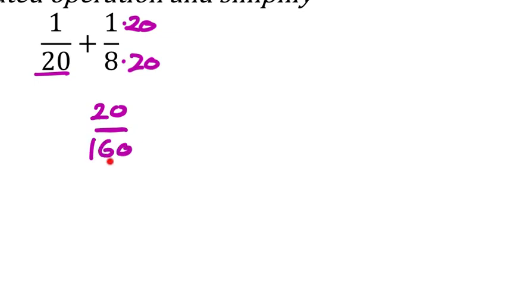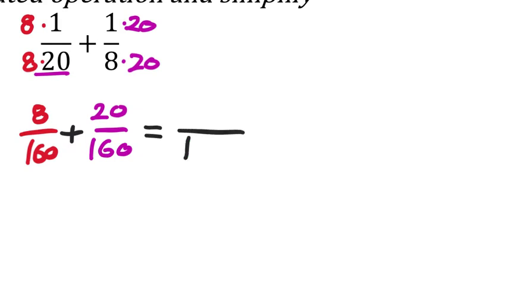Some of you would say, well, that could just be 2 over 16. Yeah, but I need common denominators, right? So I'd have to multiply the 20 by 8 there as well to get 160 matching denominators. And then the numerator, 8 times 1, which is 8. So then I have in 160ths, 8 plus 20, right? So 8 plus 20, that's going to be 28.